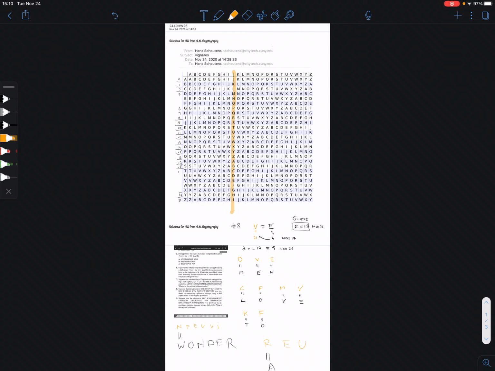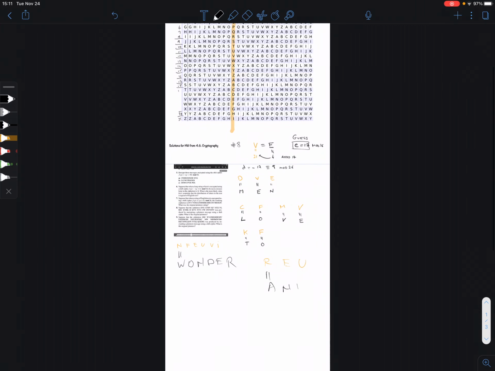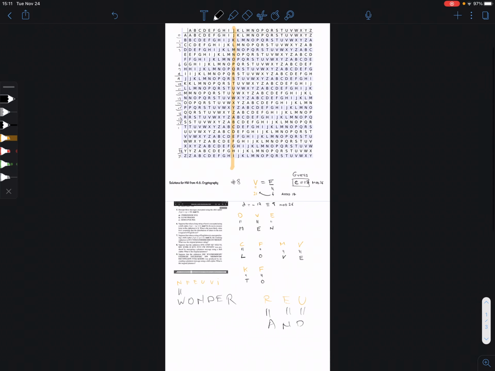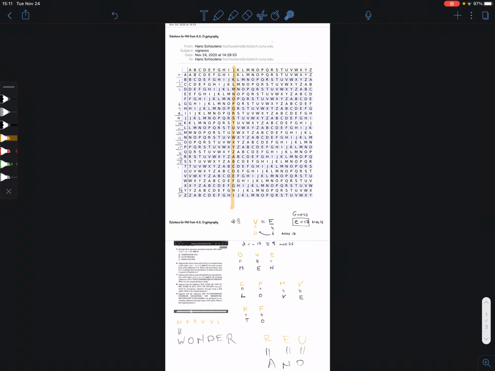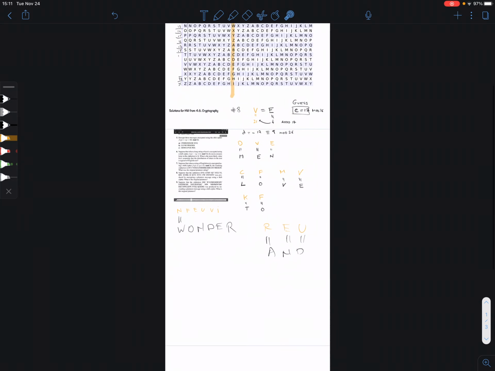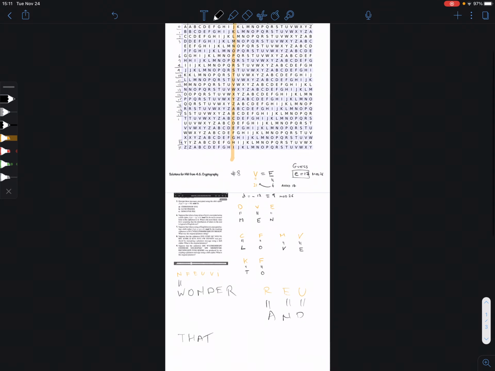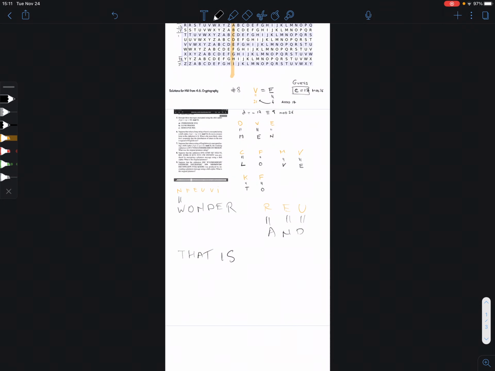So EU, that is ND, and, love to wonder, and. So the next word was kirk with a Y. So kirk with a Y is T, H, A, T, that, and that. The next word is zj. Z is I and J is S, and that is, okay, we could have guessed that.